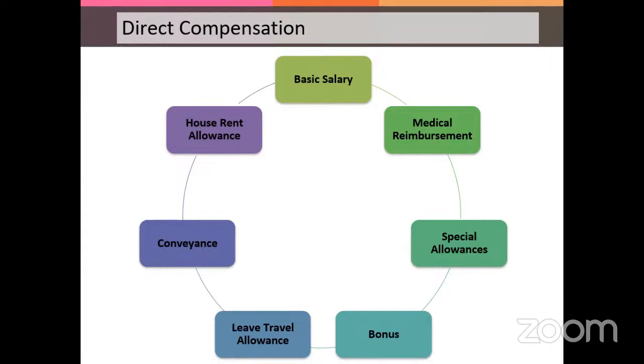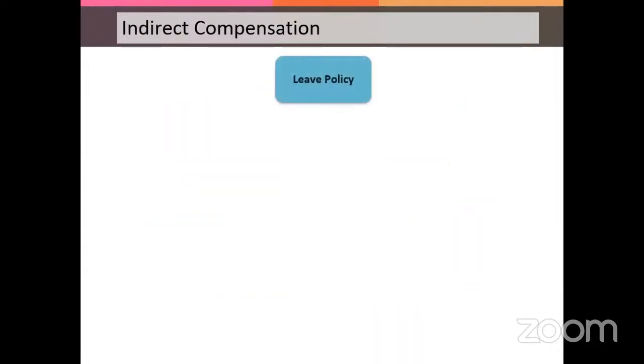So direct compensation can come in the form of basic salary, medical reimbursement, special allowances, bonus, leave or travel allowance, conveyance, house rent allowance. All these can be considered in the direct compensation process.